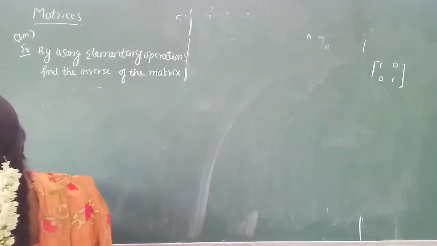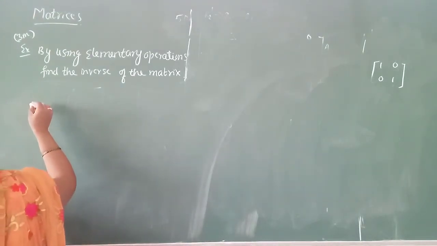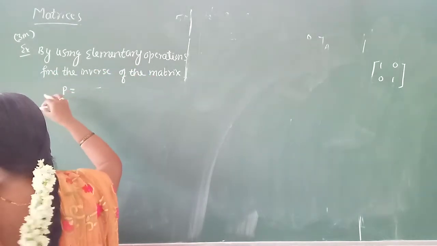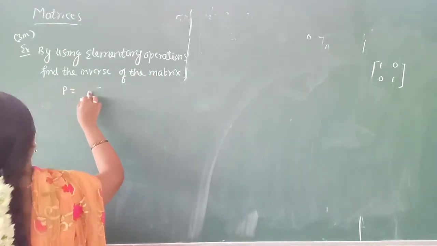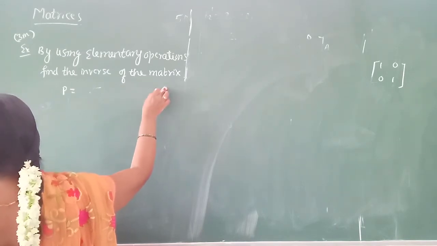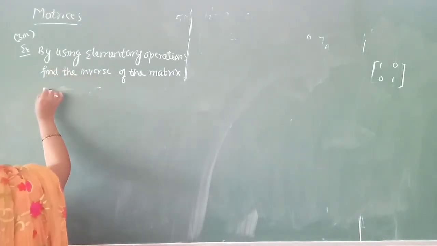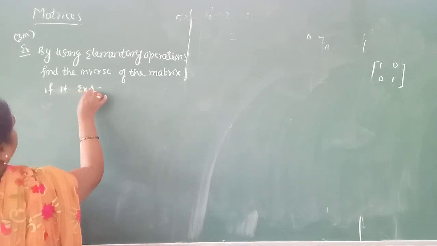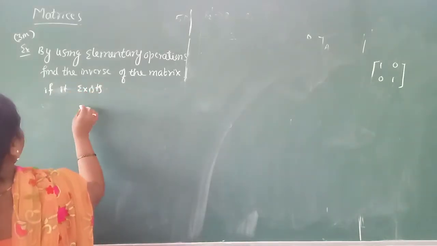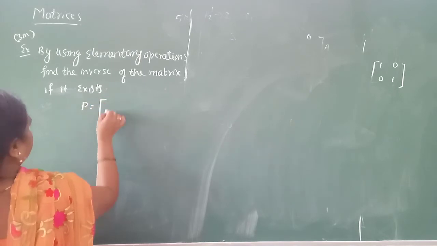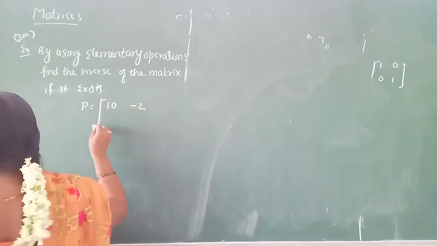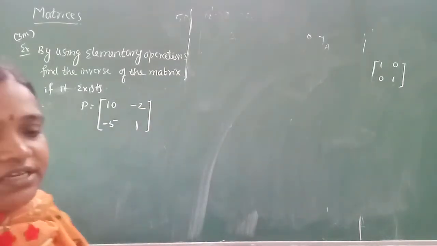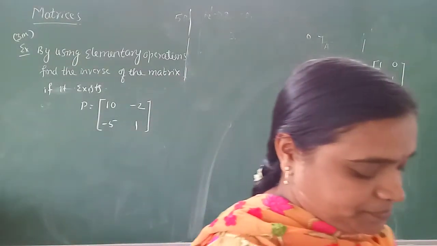That is mentioned. Same, by using elementary row transformation, find the inverse of the matrix if it exists. Mentioned: if it exists. And given P, 10, minus 2, minus 5, 1. This is the given example.